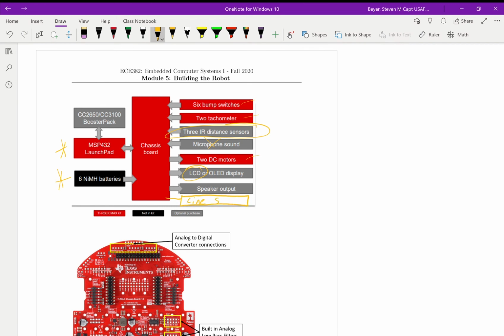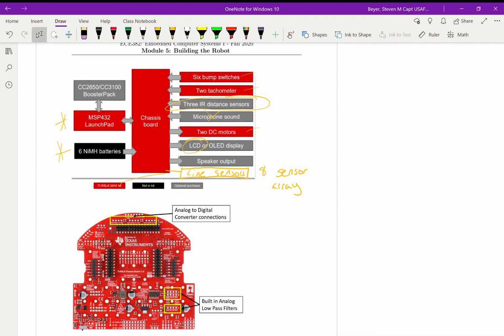we have the line sensors as well, and that is part of the kit, so those are included. And that is an 8 sensor array. It's also an IR sensor, but this one is using the sensors to determine if there's a black or white line.